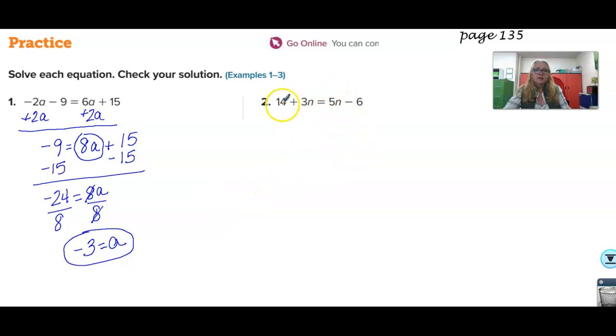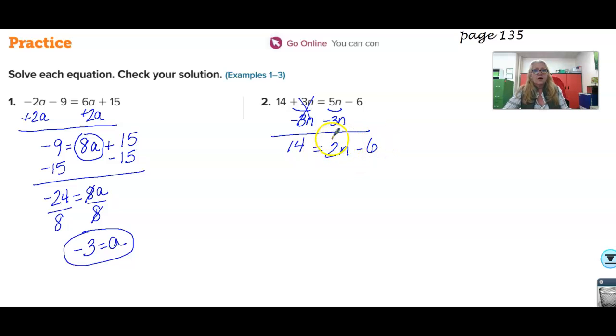Over here are the variable terms. We have a positive 3n and a positive 5n. Which one is smaller? The positive 3. So we're going to get rid of that by subtracting 3n from both sides. That gives us 14 on the left-hand side because, of course, this is gone. On the right, 5n minus 3n is 2n minus 6.